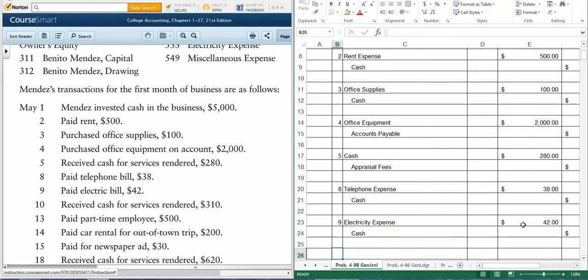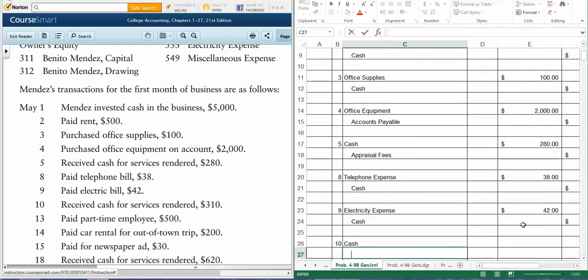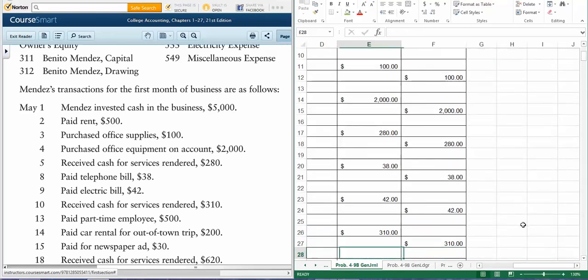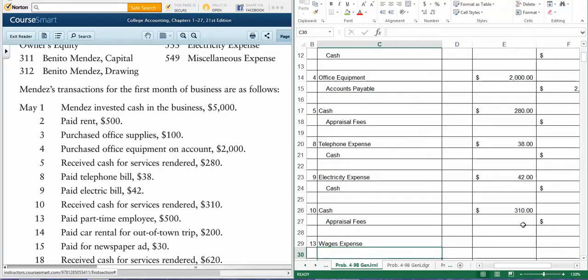Okay, and then we received cash for services. So again, we're going to do cash and appraisal fees. And that's $310. When we pay our employee, it is going to be wages expense. And then again, it's going to be cash. So that's $500.